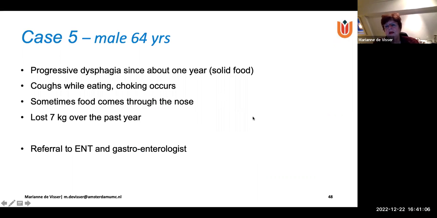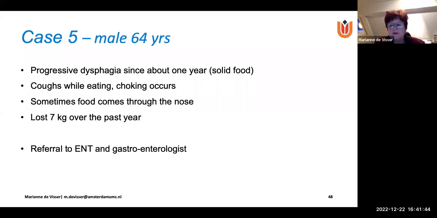And this is a case of a patient who eventually has IBM, but it was quite a journey to establish a diagnosis. He was referred first by his GP to an ENT specialist because of progressive dysphagia since about 1 year. And it was only solid food which he had difficulty with. He told us that he coughed while eating and that choking occurred. And sometimes food came through the nose. He lost 7 kilograms over the past year.